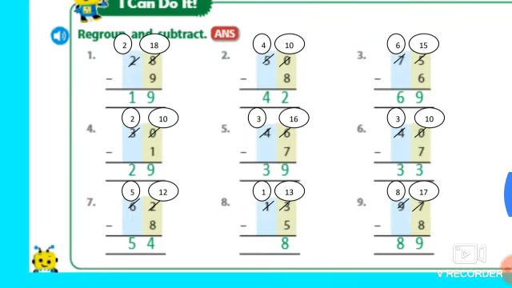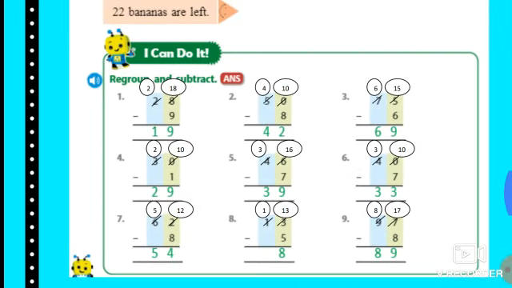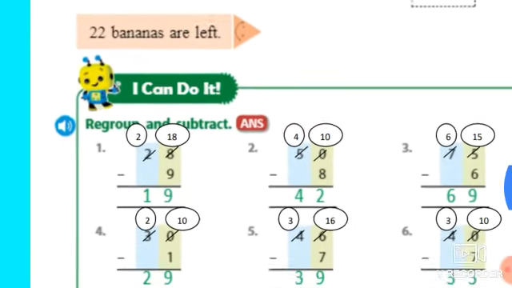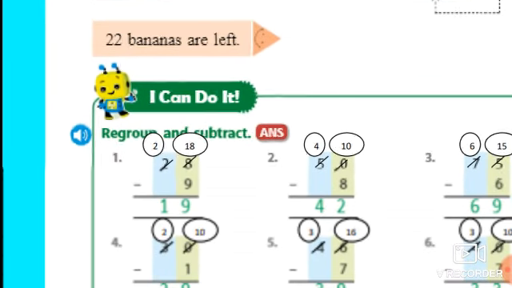Now there are some sums, students. 9 sums are there. You have to do them in your maths book, that are of subtraction, regroup and subtraction. Regroup means borrowing. It means for all these 9 parts you have to borrow and then subtract. See the first one. 28 minus 9.